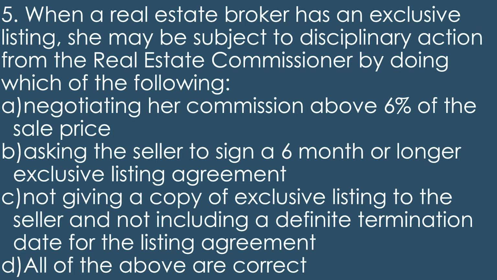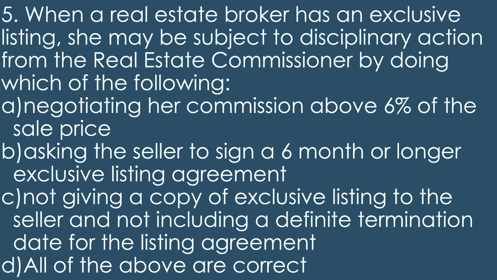5, when a real estate broker has an exclusive listing, she may be subject to disciplinary action from the real estate commissioner by doing which of the following? A, negotiating her commission above 6% of the sale price. B, asking the seller to sign a 6-month or longer exclusive listing agreement. C, not giving a copy of exclusive listing to the seller and not including a definite termination date for the listing agreement. D, all of the above are correct.